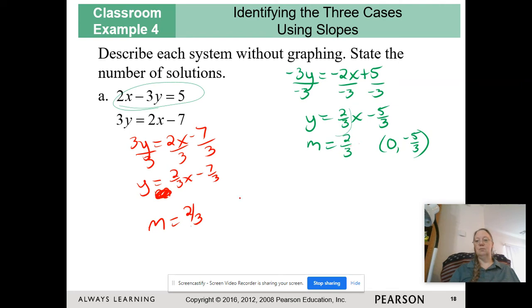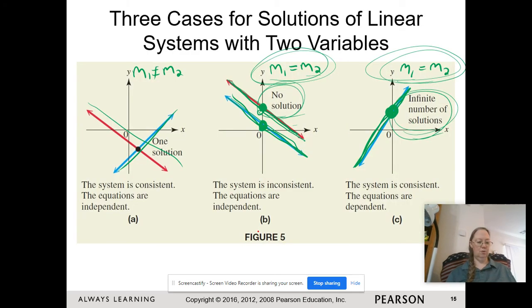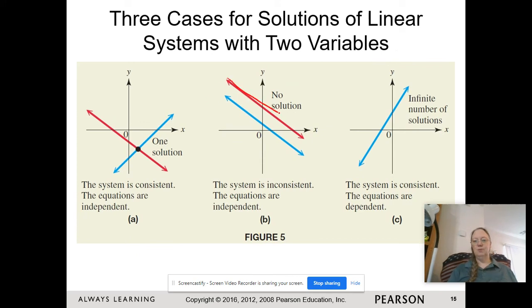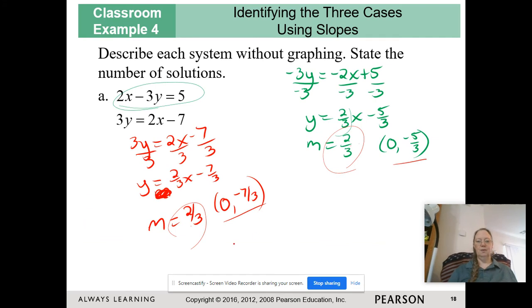All right, so the slopes match. Okay, so it's going to be one of the special cases. And let's check to see if the y-intercept matches. All right, y-intercept is different. Slopes match, y-intercept is different. So here we go, clear all this out. My slopes match, but my y-intercept is different. So there's no solution. It's inconsistent, independent. No solution, inconsistent, independent.